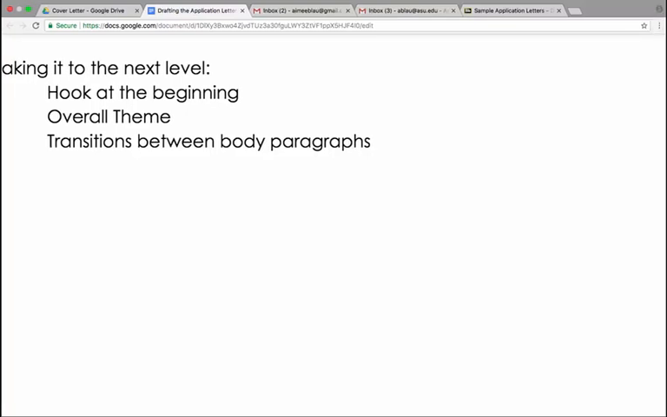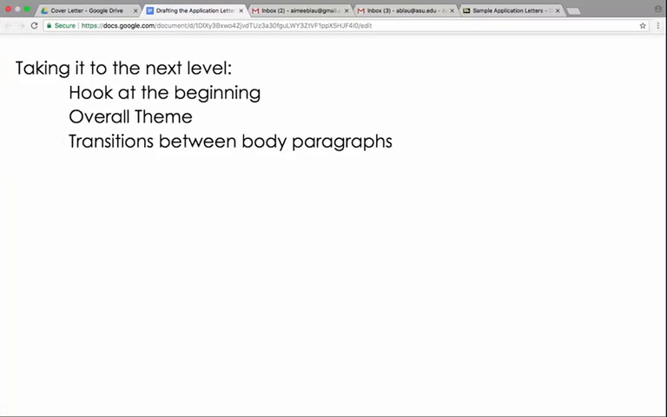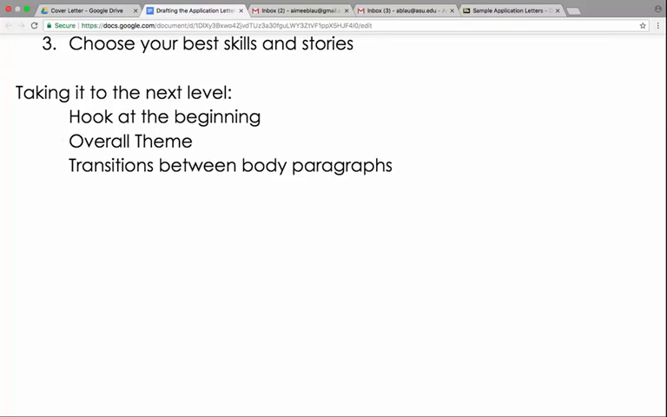So I hope that that helps you as you start writing your application letter. If you need any help with your drafting process, feel free to ask.